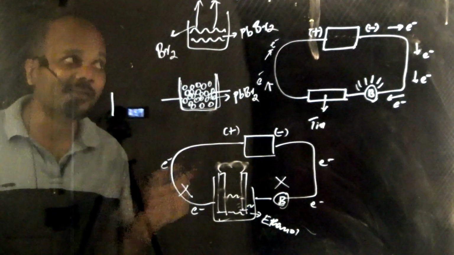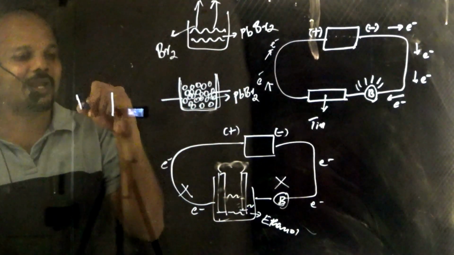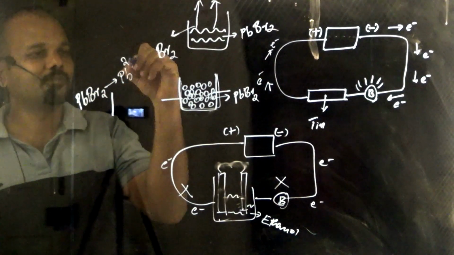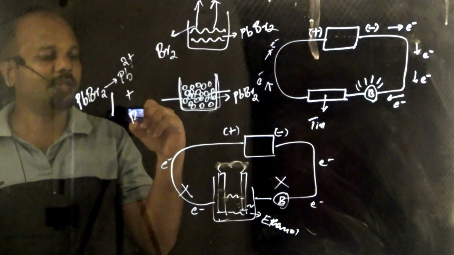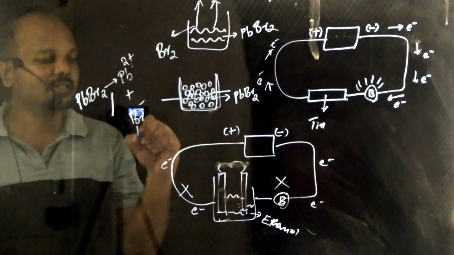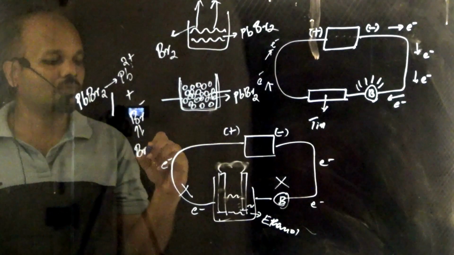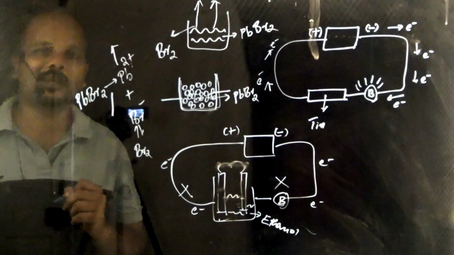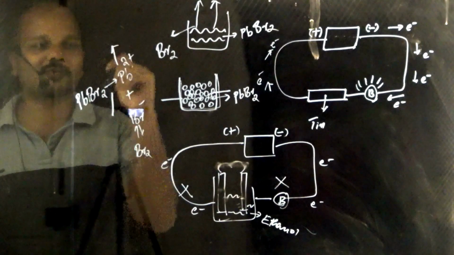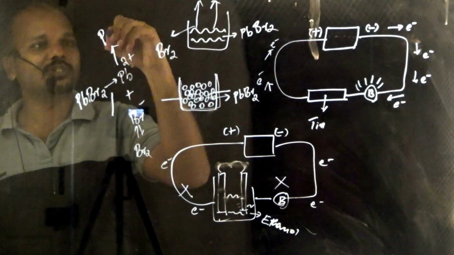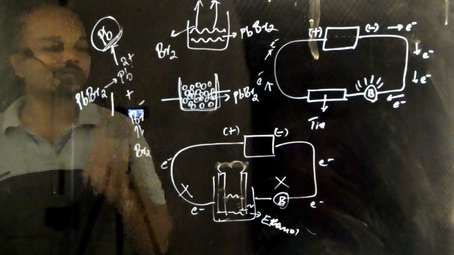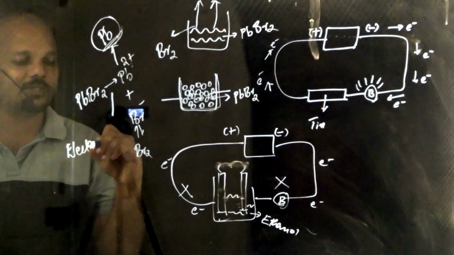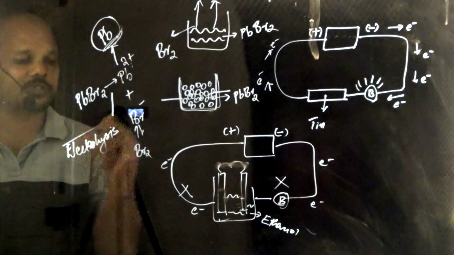Do you know what is happening? When the electricity passes through this lead bromide, it is going to dissociate into Pb2+ and Br minus. The 2 Br minus change into Br2. This Pb2+ is going to change into Pb. We will talk in detail about electrolysis. This process we call electrolysis, the splitting of bonds with the help of electricity.